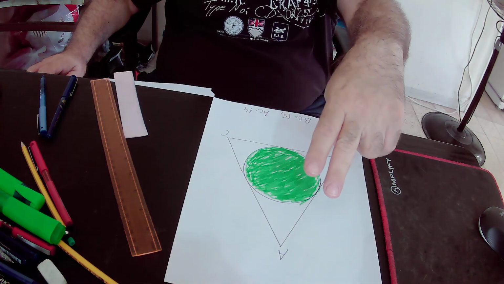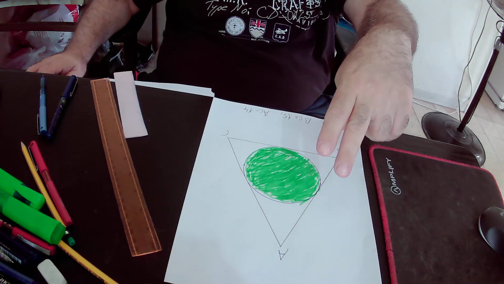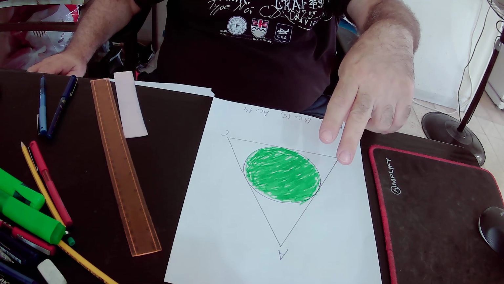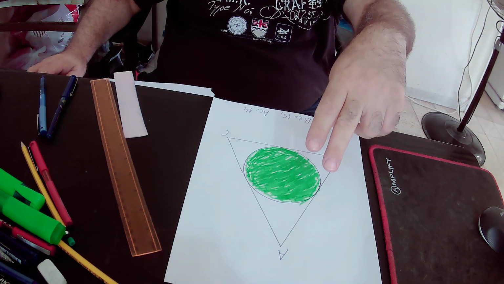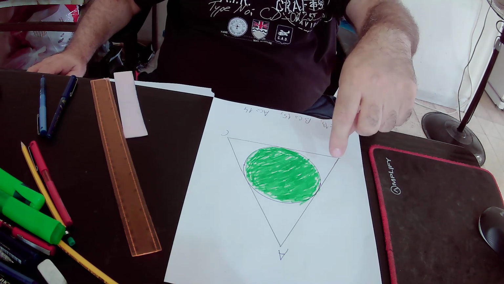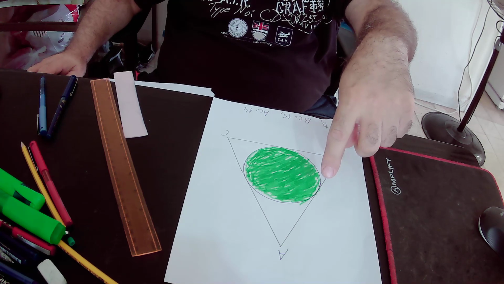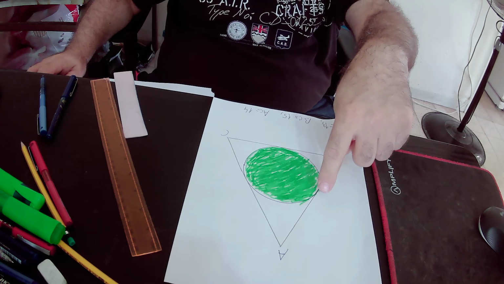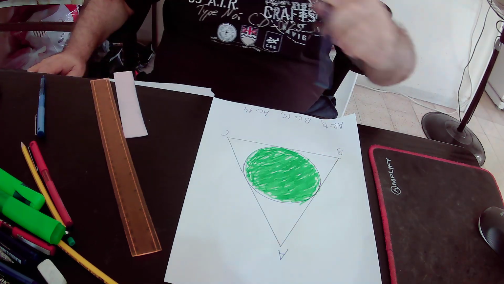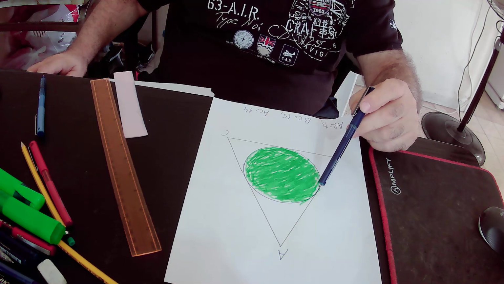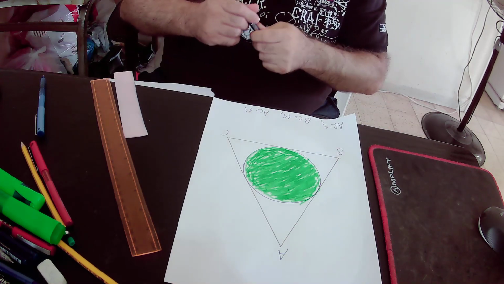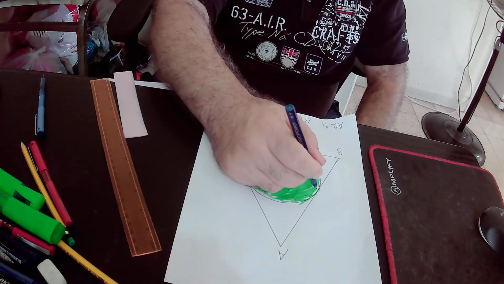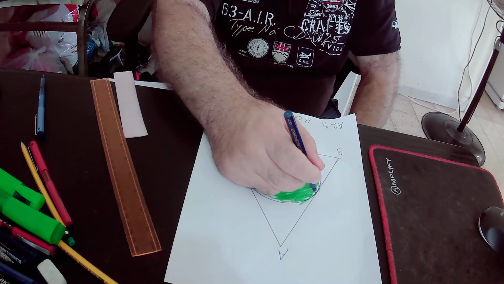We know that side AB of triangle ABC equals 13 units, and side AB is tangent to the circle at this point. We will define this point as point D.